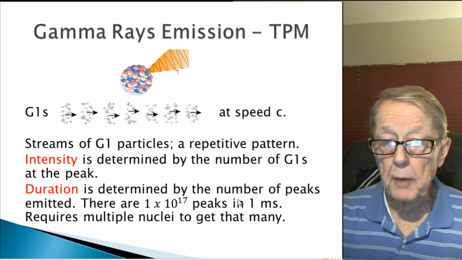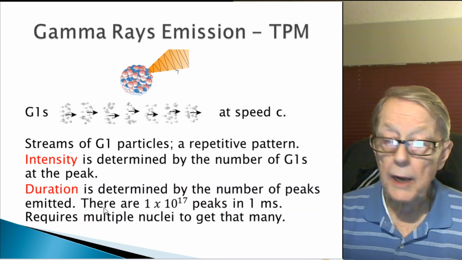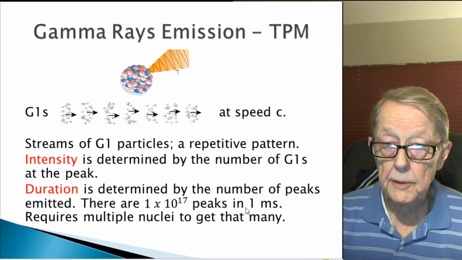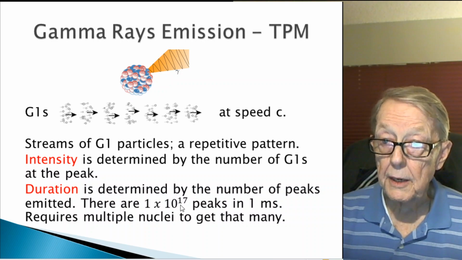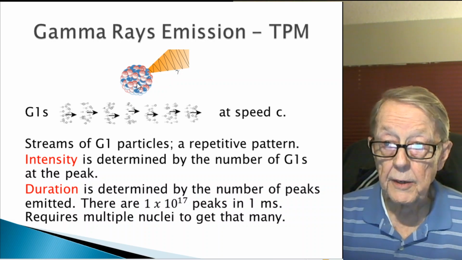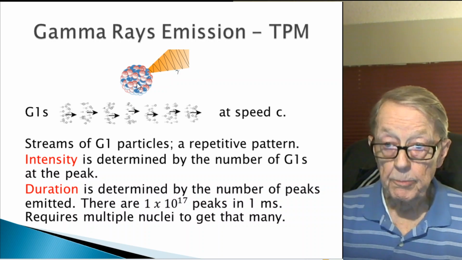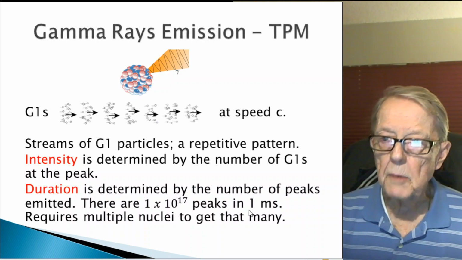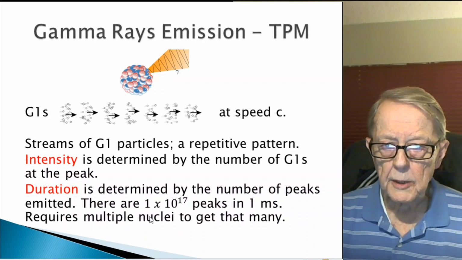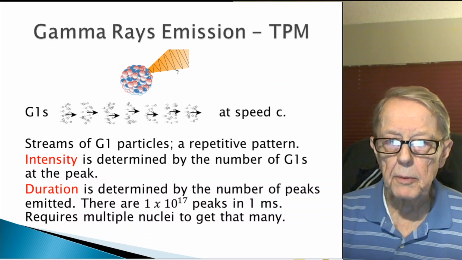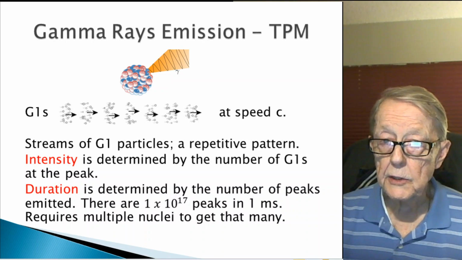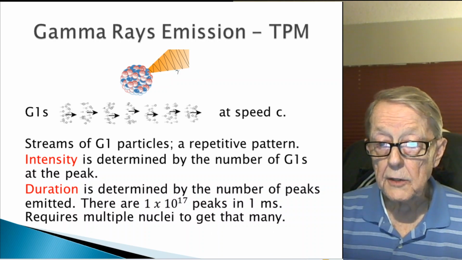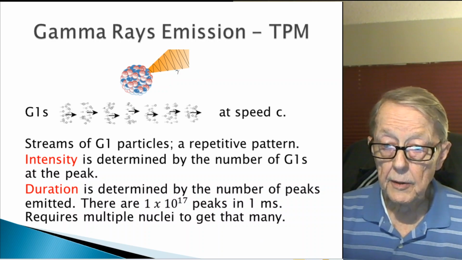The duration is determined by the number of peaks emitted. I took the time to calculate how many peaks are in a 1 millisecond burst: 10 to the 17th peaks. That's why I don't think one nucleus does that. It has to be easily millions of them, more than that, even for a 1 millisecond burst. It requires that many to get that short of a burst. And so the duration is short because whatever source has so many of these nuclei to generate those peaks, it ends quickly.